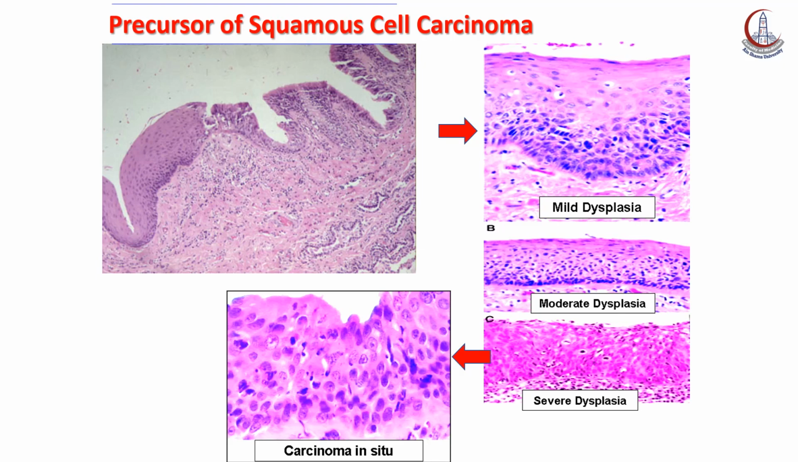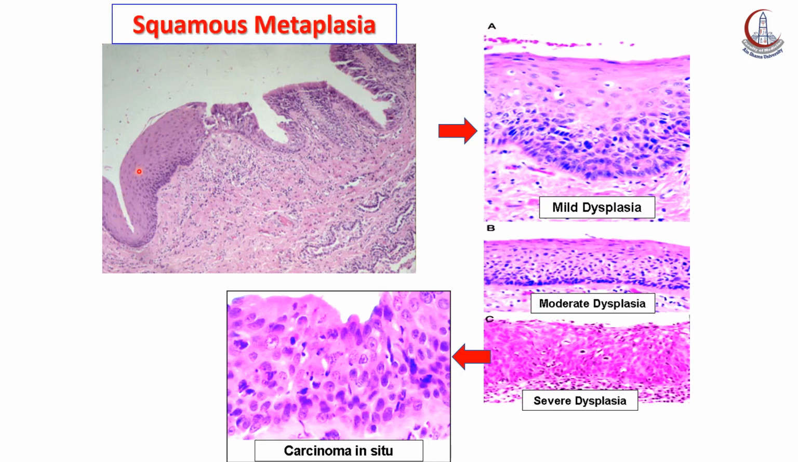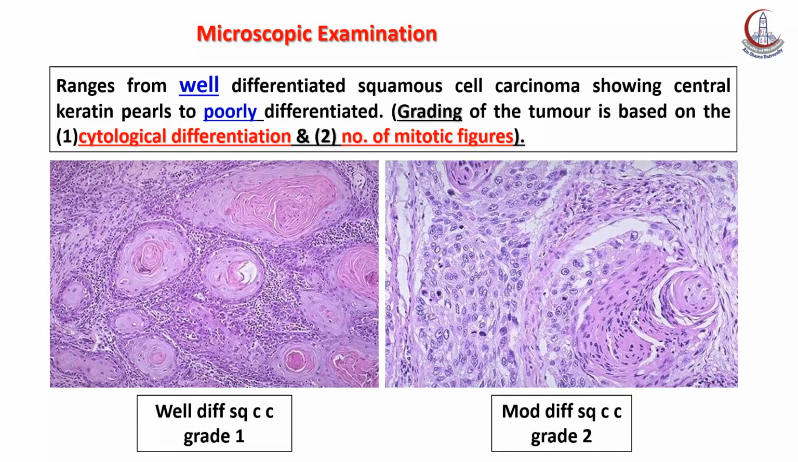The precursor of squamous cell carcinoma. Here we have the respiratory epithelium showing focal squamous metaplasia. Then mild dysplasia occurs, progressing to moderate dysplasia, severe dysplasia, and carcinoma in situ. The microscopic examination of squamous cell carcinoma of the lung ranges from well-differentiated to poorly differentiated carcinoma. The grading of the tumor is based on the cytologic differentiation and number of mitotic figures. This is an example of well-differentiated carcinoma.